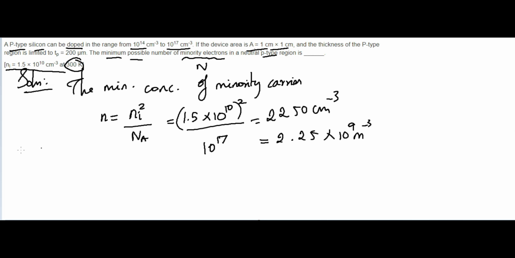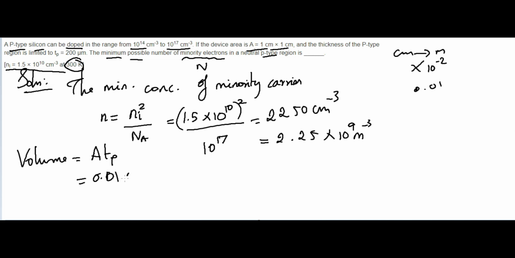Now I just write the formula for volume. Volume is equal to A into T. Here, area, you know the area, right? Area is 1 centimeter by 1 centimeter, so just convert into meter. Centimeter to meter means you have to multiply by 10 power minus 2, which means 0.01. So I write 0.01 into 0.01, area is that, right? Then 0.01 into what is T?